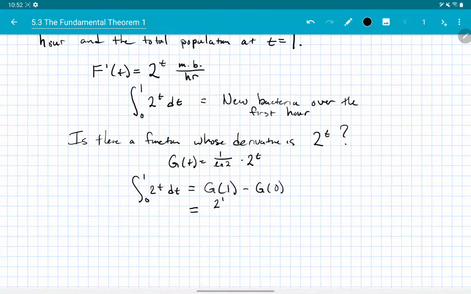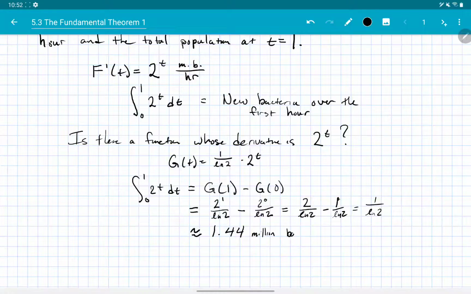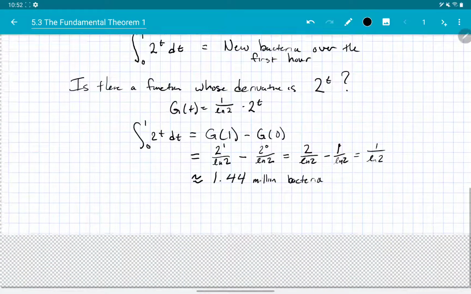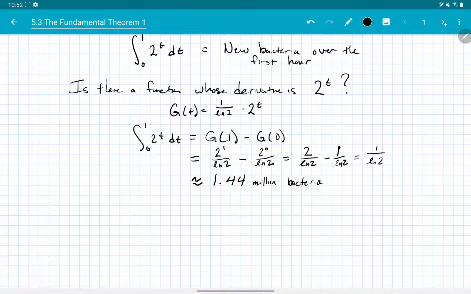This is 2 to the first over natural log of 2 minus 2 to the 0 over natural log of 2. So this is equal to 2 over log 2 minus 1 over log 2. This is equal to 1 over log 2, which is around 1.44 million bacteria. Because it's 1.44, so it's 1.44 million, because this is in million bacteria. So that's the new bacteria.